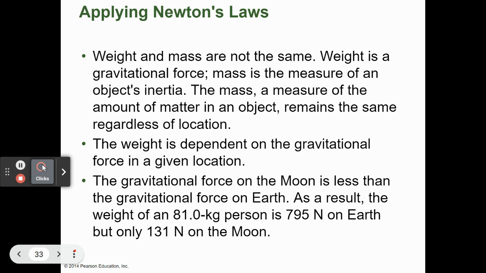So weight and mass are not the same thing because weight changes. Weight changes due to gravity. Mass never changes. Mark that down somewhere too. Mass never changes. Weight changes depending on where you are. If I'm at a place with lower gravity, I don't weigh as much. If I am at a place with higher gravity, force of gravity, I will weigh more. That's why I don't want to go to Saturn, because I'll weigh a whole lot more.